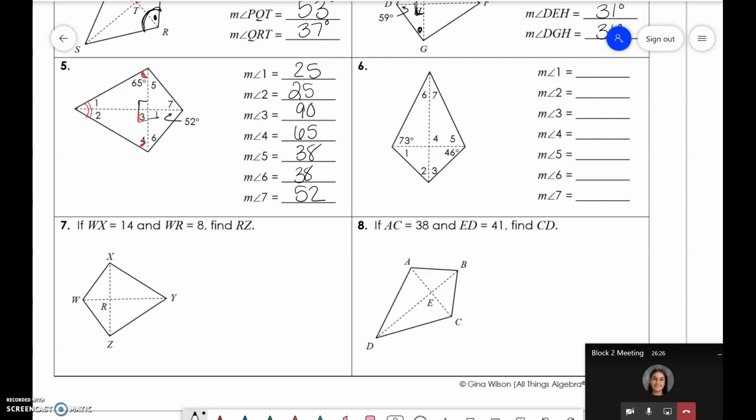So for number 6, angle 1 is going to be 46. Angle 5 is going to be 73. We can find angle 3 by doing 180 minus 90 minus 46, which is 44. So that means angle 2 is also 44. Angle 4 is 90. And then we can find angle 6 by doing 180 minus 90 minus 73 to get 17 degrees. And angle 7 is also going to be 17 degrees. Questions?